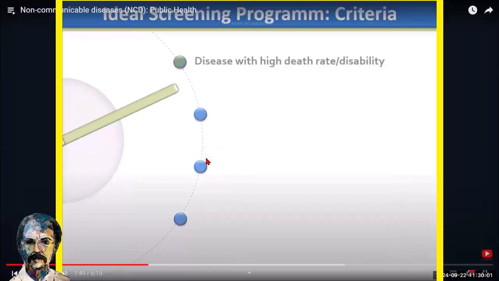Okay, ideal screening program criteria. When do we make screening? Do we screen for the common cold? No, we don't have to, because it's self-limited. We screen for diseases that are very severe, serious and fatal, like cancers. Okay, that's one. So screening should be for fatal diseases with severe outcomes.